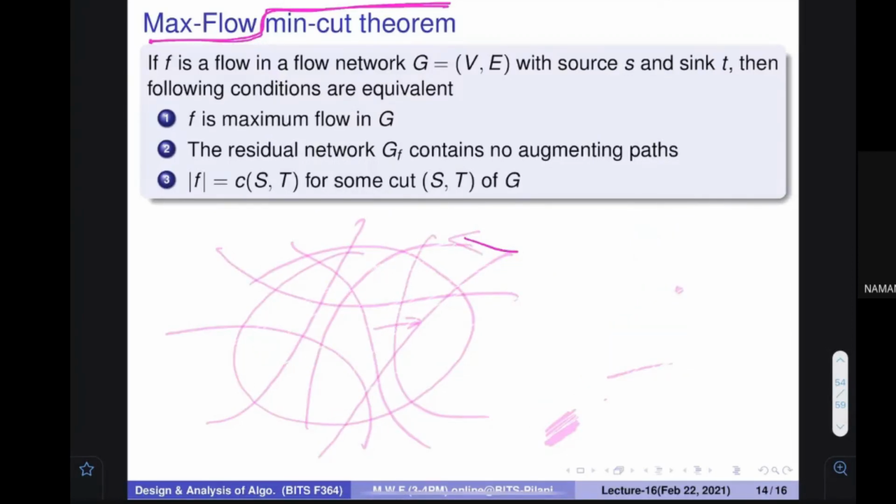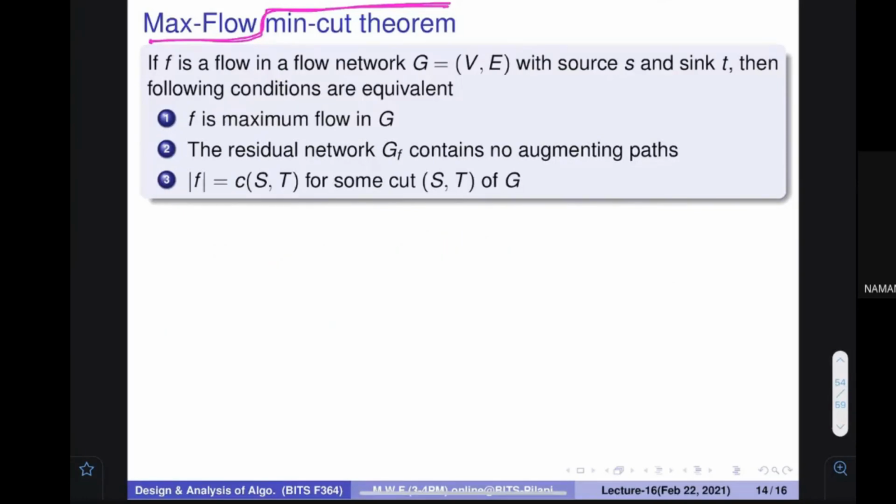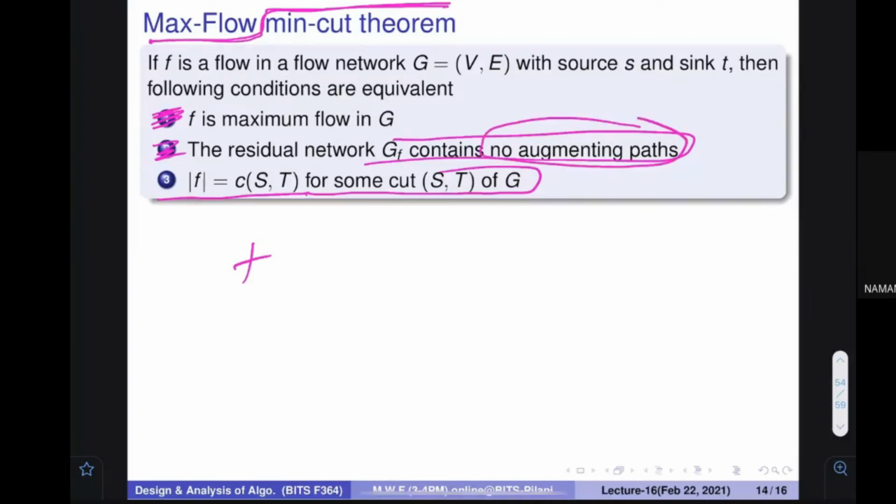Actually, this is a very interesting theorem that puts three things in a line, and it says that all these three things are equal. It says that if the flow is maximum, then the residual network does not contain any augmenting path, and the flow is equal to C(S,T) for some cut (S,T) in G. These three things: it says that if the flow is maximum, then there is no augmenting path in G_f, meaning the residual network. How come it is possible?